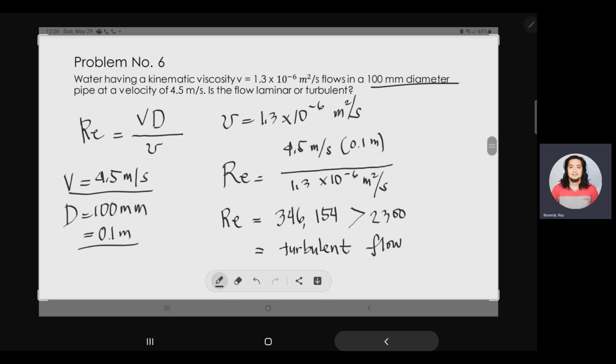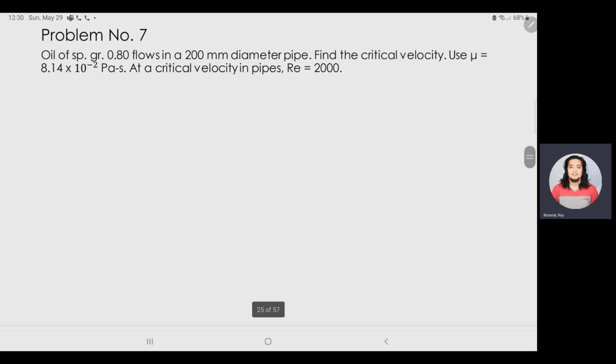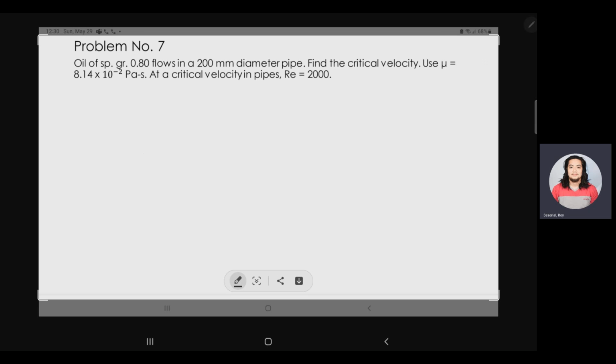Okay, so problem number 7. Oil of specific gravity na 0.8 flows in a 200 mm diameter pipe. We will find its critical velocity and we will use yung ating absolute viscosity na 8.14 times 10 to the power of -2 pascals second. At a critical velocity in pipes, yung ating Reynolds number equals to 2,000.